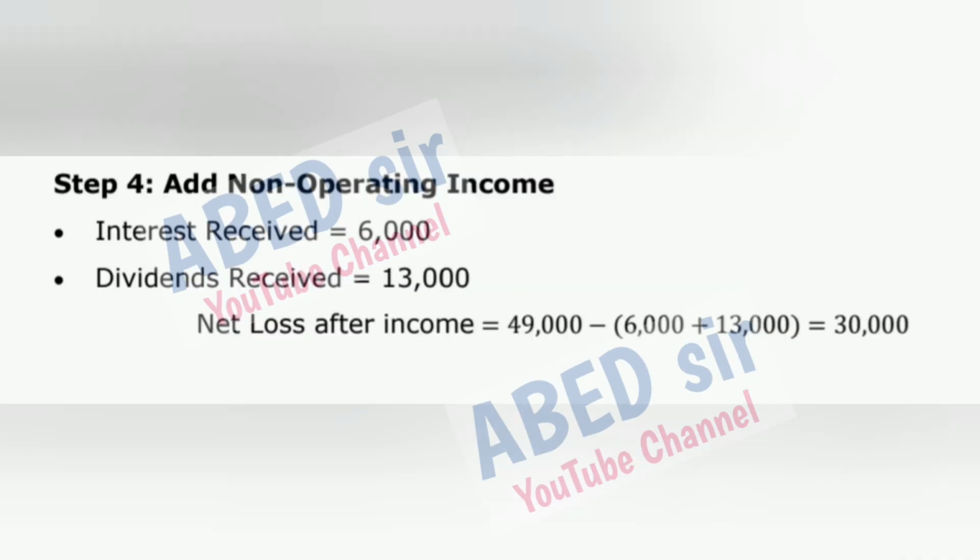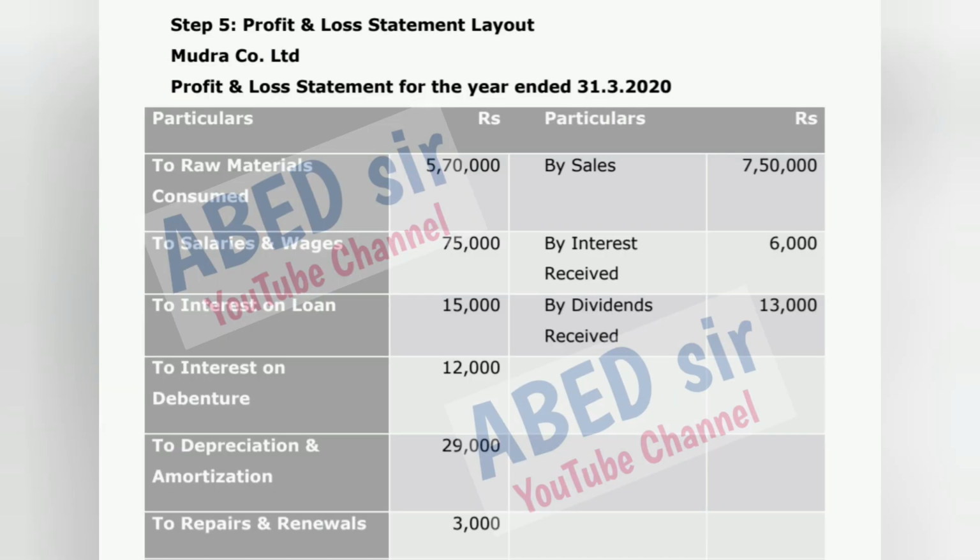Step 4. Add non-operating income. Interest received is equal to 6,000. Dividends received is equal to 13,000. Net loss after income is 30,000. Step 5. Profit and loss statement layout.